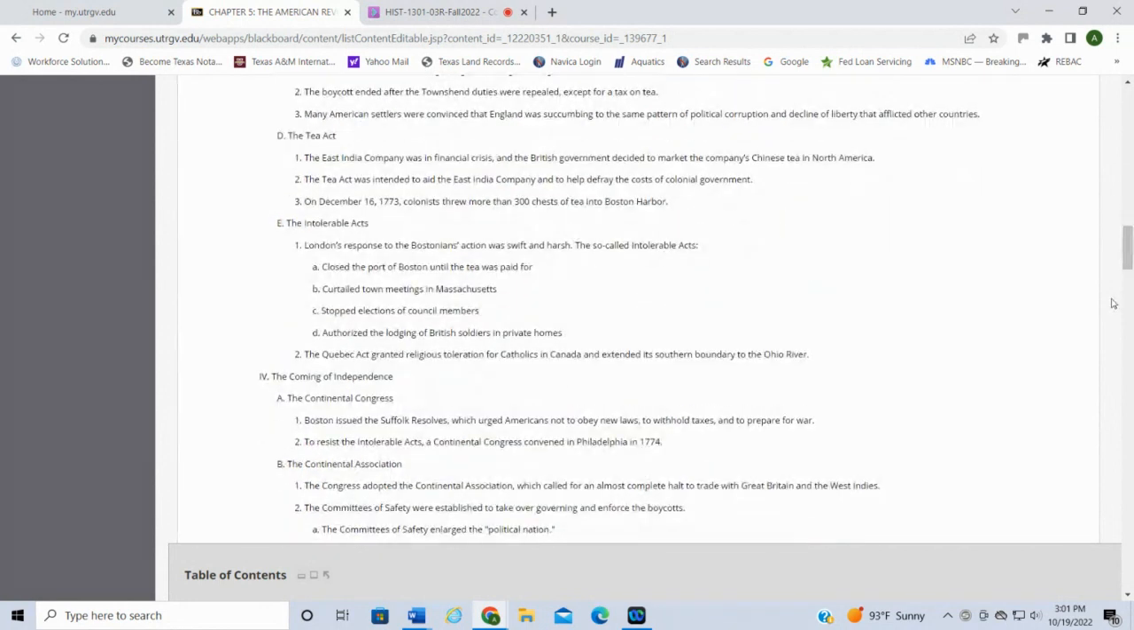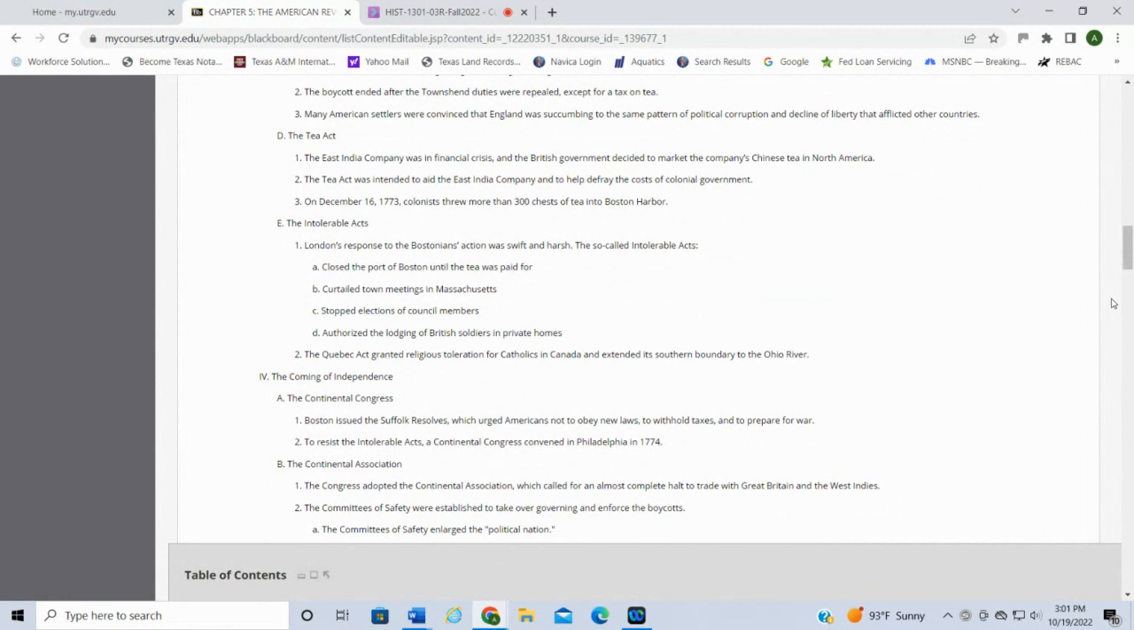So let's get to the Boston Tea Party. The East India Company, just as a quick note, I don't know if you all knew this, but the East India Trade Company was such a large and influential company that they basically were the de facto government in India. So just think about that, right? A private company actually being the government.